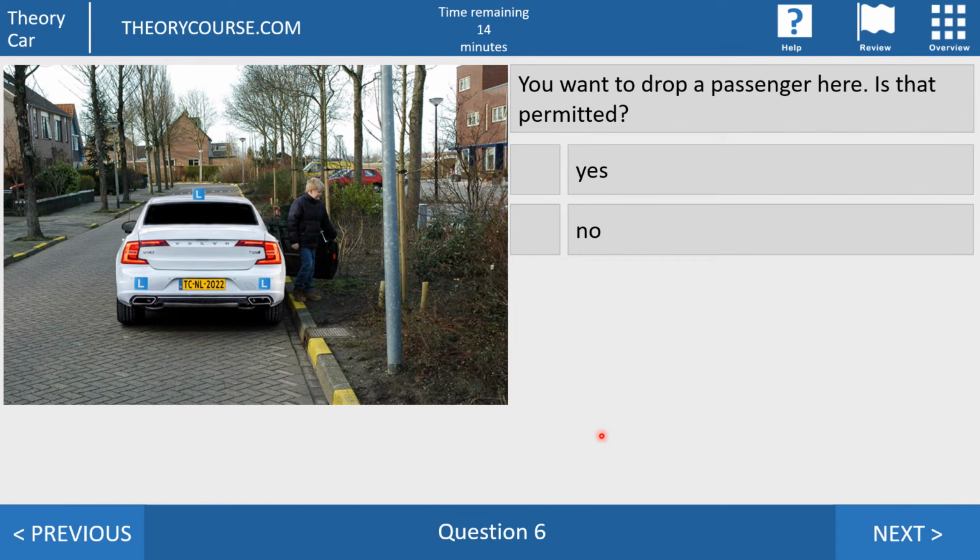Question number 6. You want to drop a passenger here. Is that permitted? Yes or no? And it is. A broken yellow line has the same meaning as this sign. You may not park your car. And if you may not park your car, you always may do two things. One is let the passengers in or out of your car, and the second one, load or unload goods. But again, nothing else.